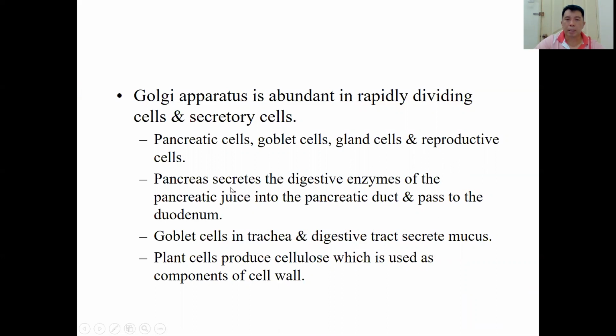Okay, for example, the pancreas secretes digestive enzymes. Goblet cells secrete mucus. Plant cells need to produce cellulose. Okay, the cellulose is produced from what we call the Golgi apparatus, during cell division.